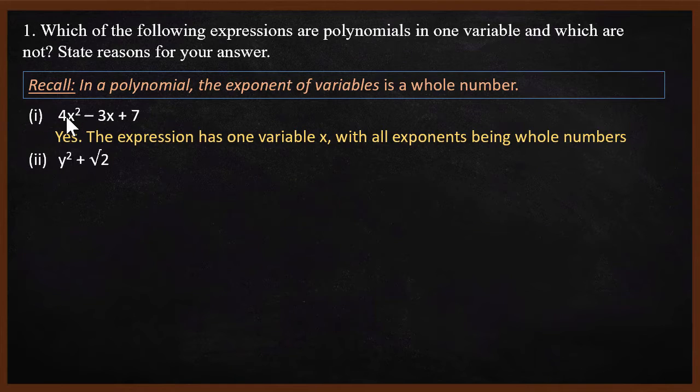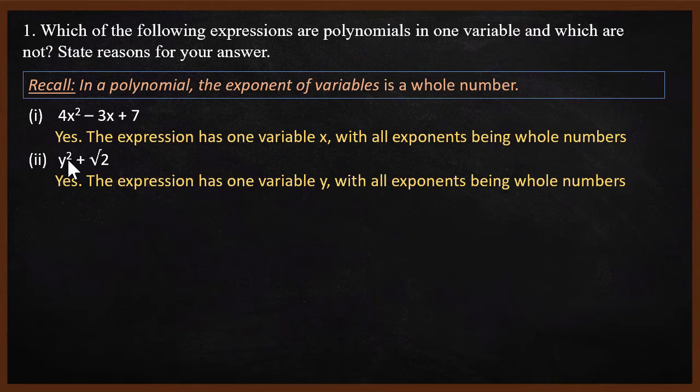Let's go to the second one. Now the second one is also a polynomial in one variable. The variable is y and the highest power is 2. Look, the coefficient itself can be an irrational number. The coefficient doesn't have to be a whole number. Only the exponent has to be a whole number. Third one. So this one, what do you think? Is it a polynomial or not?